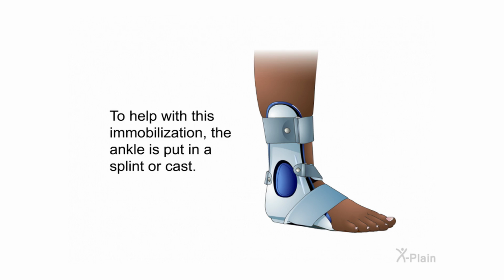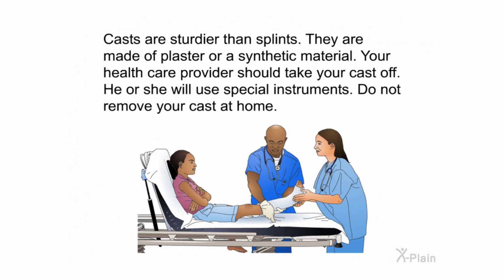To help with this immobilization, the ankle is put in a splint or cast. Casts are sturdier than splints. They are made of plaster or a synthetic material. Your healthcare provider should take your cast off. He or she will use special instruments. Do not remove your cast at home.